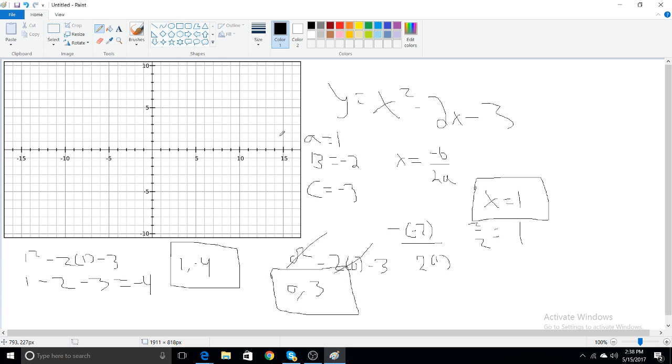Alright, so now we can plot these. So first of all, we'll do our axis of symmetry, which is just 1. There we go. And now we can do our vertex, which is 1, negative 4. We'll do blue. So 1, 2, 3, 4. And now we will do our y-intercept, 0, negative 3. Negative 3, sorry, there we go. Alright, green. So 0, 1, 2, 3.